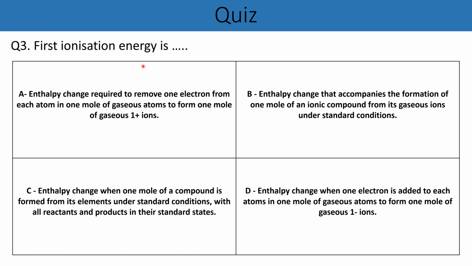Next one, 3, the first ionisation energy. I went for A, the enthalpy change required to remove 1 electron from each atom in 1 mole of gaseous atoms to form 1 mole of gaseous 1+ ions. Okay, right, next one, 4, the first electron affinity. Have a go. Right, I went for D, the enthalpy change when 1 electron is added to each of the atoms in 1 mole of gaseous atoms to form 1 mole of gaseous 1- ions. Lovely wording there. Right, okay, question 5.